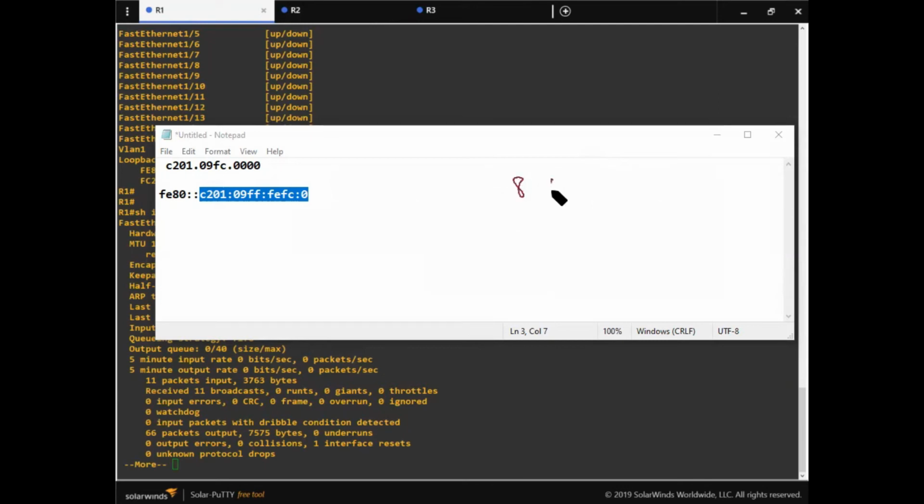Let us talk about the 7th bit also. 0010 is the 7th bit. And if I talk about the 7th bit, 5th, 6th, 7th, it should be 0. So it will be C001, 09, FF, FE, FC, and then 0000. And let me show you the link local derived from this MAC address now.